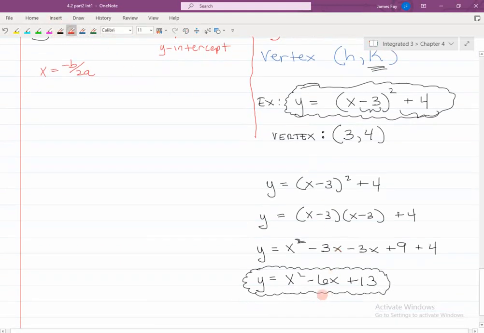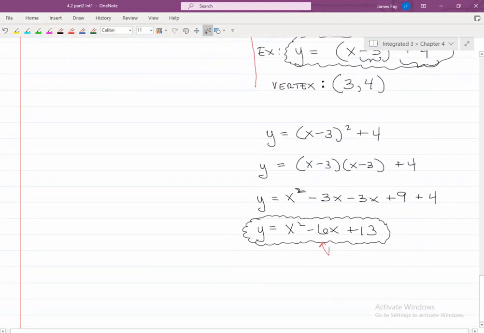Okay? If I was working on this one down here, and we'll graph both of these in a moment, if I want to find the vertex, I have to say x is equal to the opposite of b over 2a. So the opposite of b would be 6, over 2a, which would be 2. Does that give me 3? Is that the same x coordinate that we got up here?